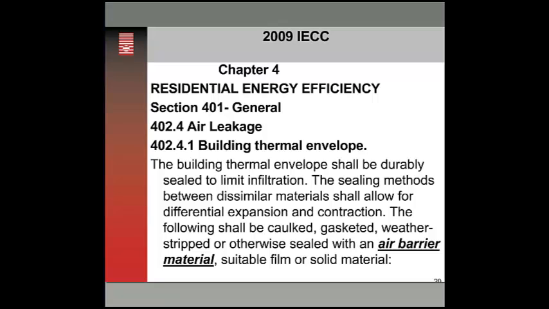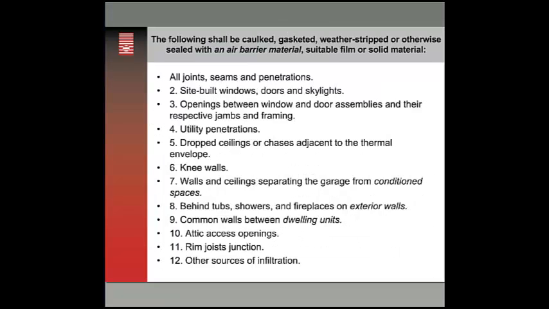Chapter 4 deals with residential energy efficiency, and 402.4.1 deals with the building thermal envelope. It talks about the envelope shall be durably sealed to limit infiltration. And there's a key word that pops up that's near and dear to all blower door testers' hearts, and that is air barrier, or in this case, air barrier material. And what is an air barrier material? I'll get to that in a second.